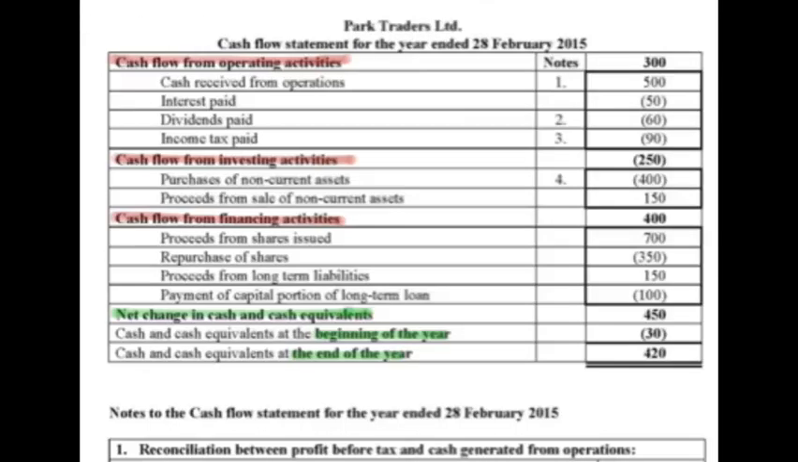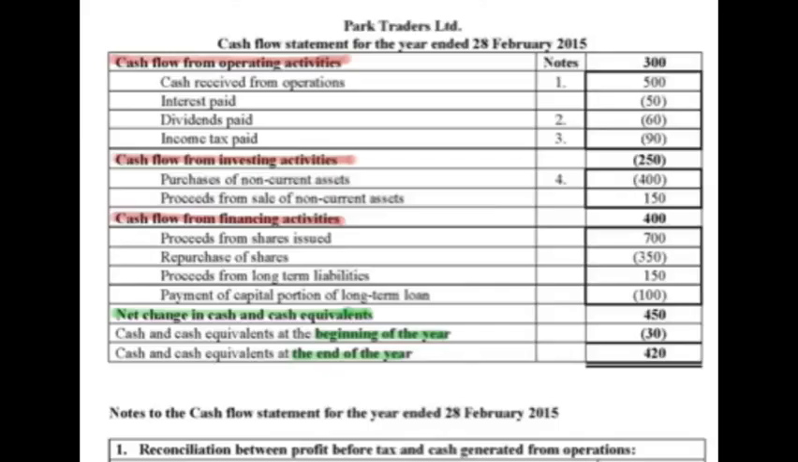Before we start explaining the different activities, it's important for you to have a glimpse of the actual cash flow statement. This is what a typical cash flow statement will look like. Cash flow statement for the year ending 28th of February 2015. There you can see I've got three headings that say operating, investing, and financing. And by doing that, I'm categorizing my inflows and outflows according to these three activities.